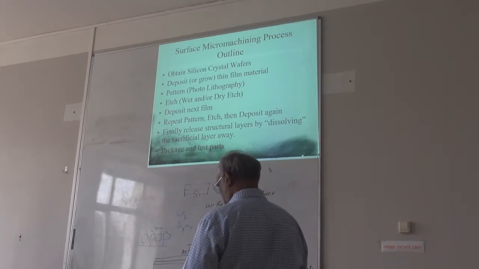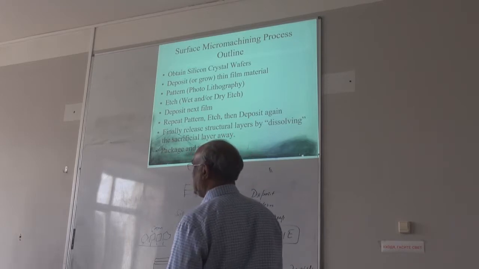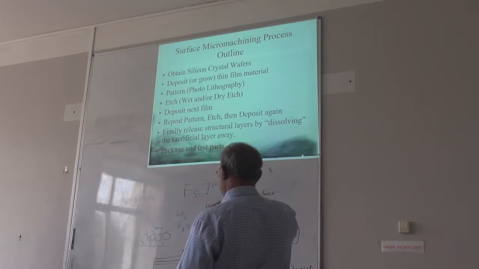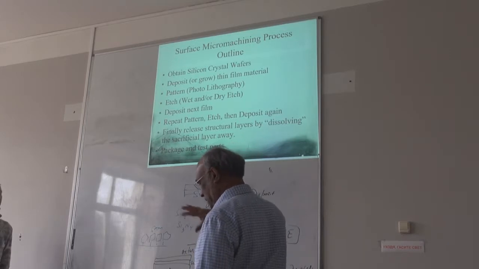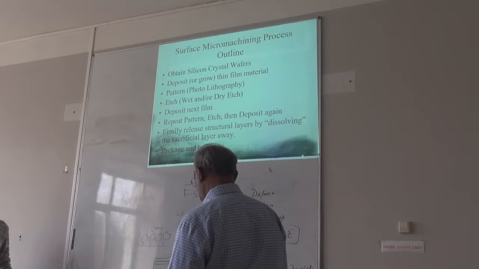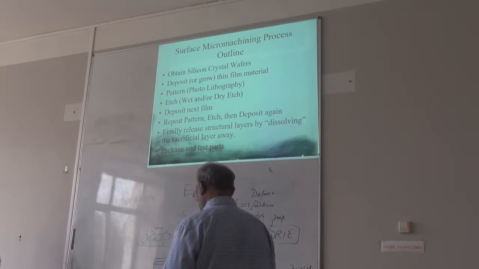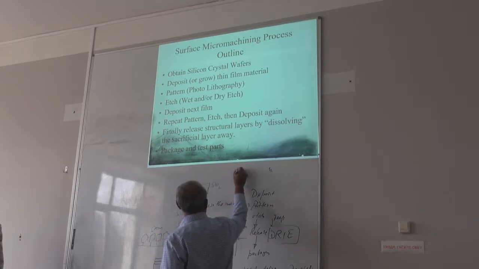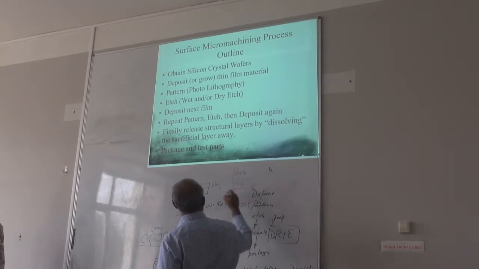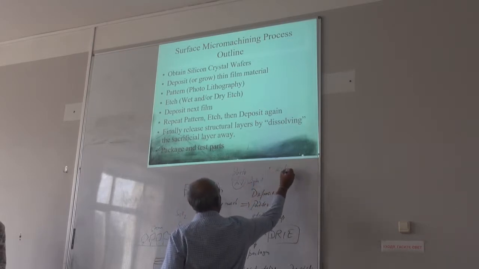Then we do the patterning. Pattern means whatever shape you need. So that's the patterning. We can use photolithography, that's mostly using light, right? Yeah, photo using light. Or you can use e-beam lithography using electrons.